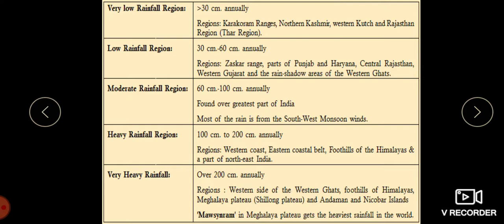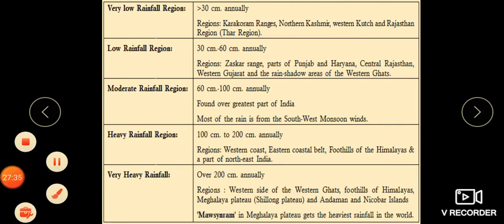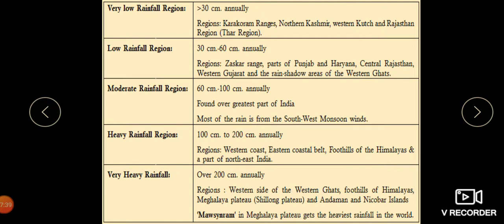It is found in four separate belts. One is a narrow belt in the Western Ghats, and a belt from the Jammu hills through Himachal Pradesh, north Uttar Pradesh, Bihar and West Bengal. Thirdly, northeastern India, Meghalaya located in the zone, gets the heaviest rainfall. The west coast and the western side of the Western Ghats.